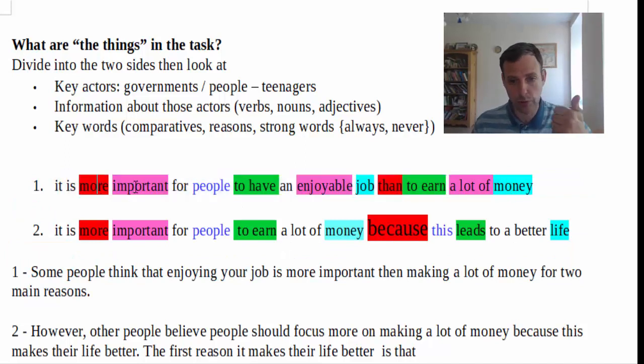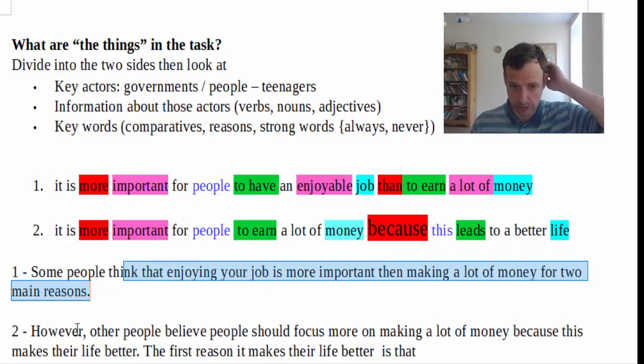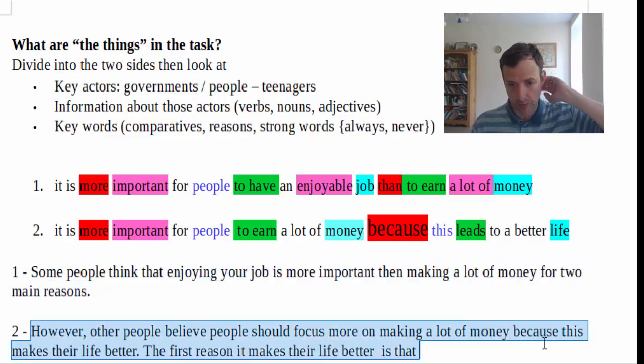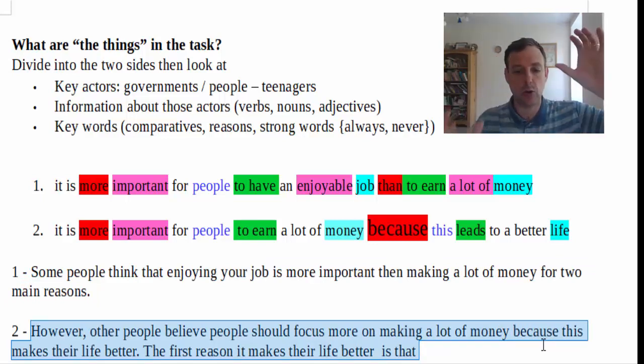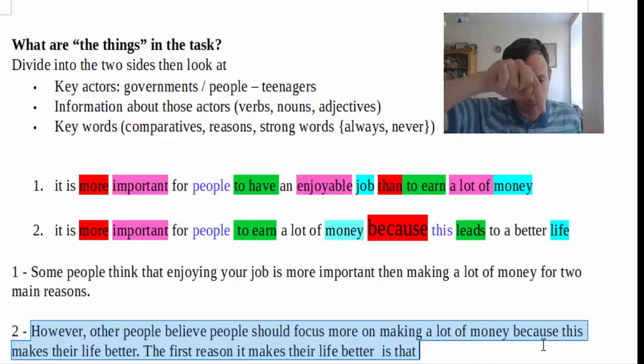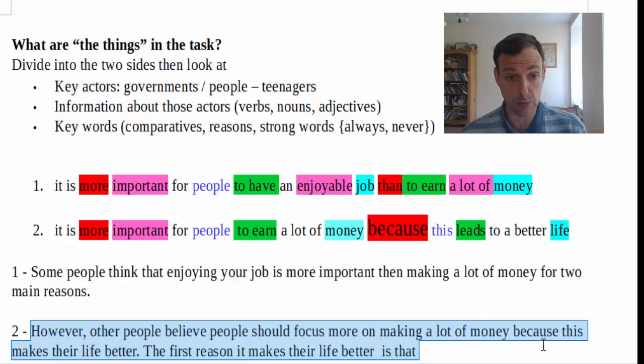We've got more important, people have an enjoyable job and earn a lot of money. I've got all that information in the topic sentence. And I've got all the information in the topic sentence of the second one. So we can see there that the second one is not the exact opposite. A lot of candidates would answer that question, and especially when they talk about the second side, they would forget about the fact that the second side already has a reason. Okay, now let's look at another exam task that's similar, but where the second opinion is even more different.